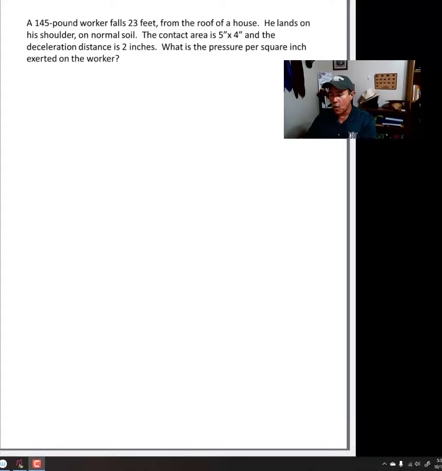All right. Now pressure, the formula for pressure, let me go ahead and write that down because pressure is what we're after. Pressure equals force divided by area. All right, simple formula. The only problem is we don't know what the force is. We have the area. The area is 20 square inches, 5 inches by 4 inches. But we have to backtrack a little bit and calculate force.